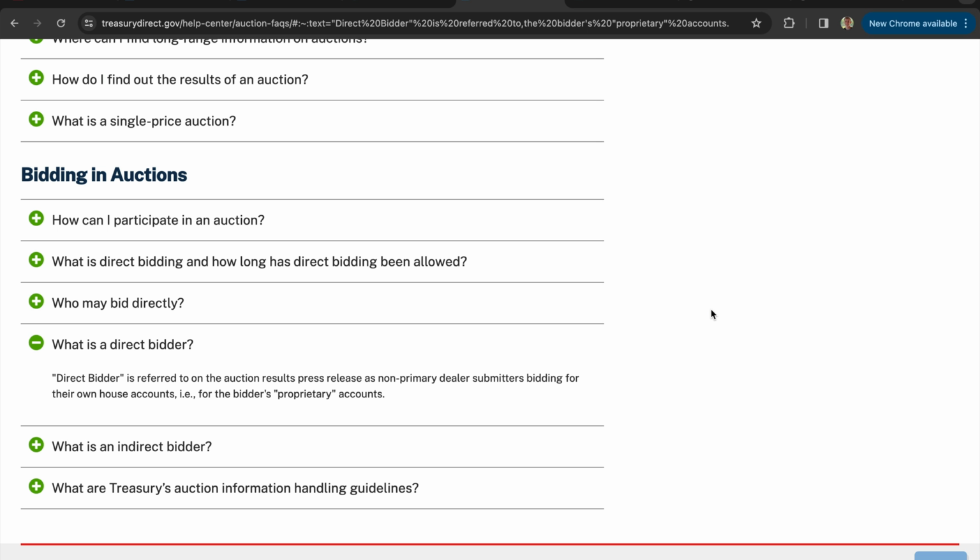Now, our second group on that list, you might have seen, actually had the smallest volume of bids, and that is what is called a direct bidder. The idea behind this is that they are also just buying the treasuries directly for themselves, but they don't have that qualification of being considered a primary dealer, so they just call them a direct bidder.